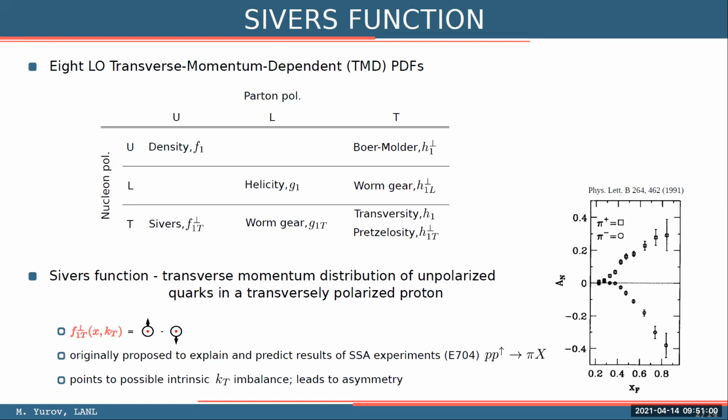I would like to ask how often you're planning to switch between the NH3 and ND3 target, how often you plan to repolarize, and if you also plan to have nuclear targets in addition to the transversely polarized target.